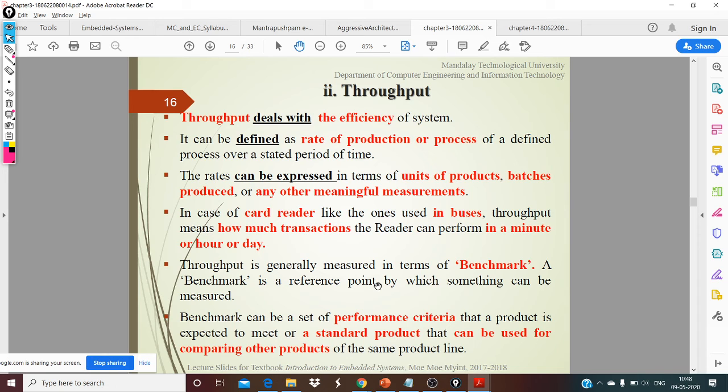Okay, now here the benchmark is your UCam application or the camera application. So that application becomes a benchmark. Okay, that's the reference point. In that reference point, you're going to push the camera button as fast as you can and see how many times you can take the snap.